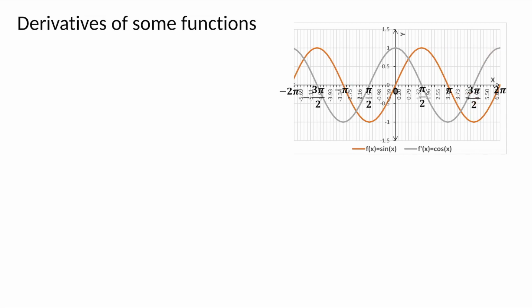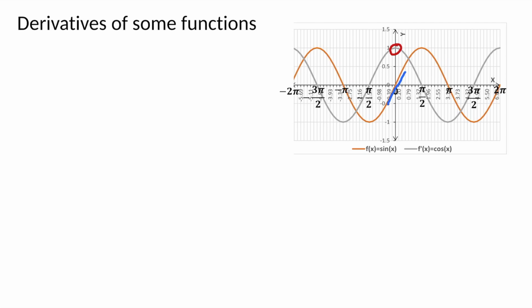Now let's look at a few values of x. When x is 0, what is the slope of the tangent to the orange curve? Well, it seems to be a positive slope. In fact, it happens to be exactly 1, and that's what we have here on the value of the gray curve. That's the curve for the derivative. It takes a value 1.